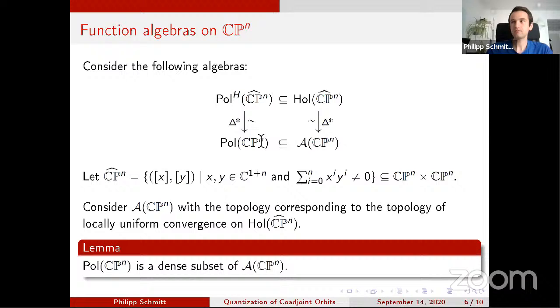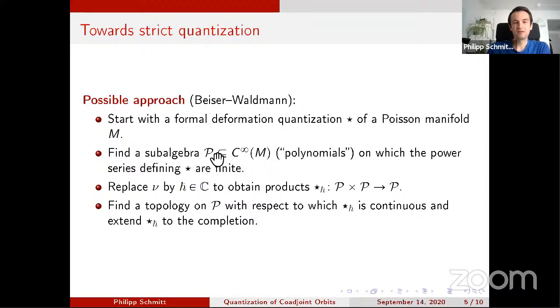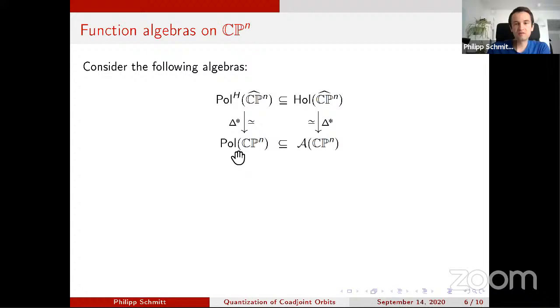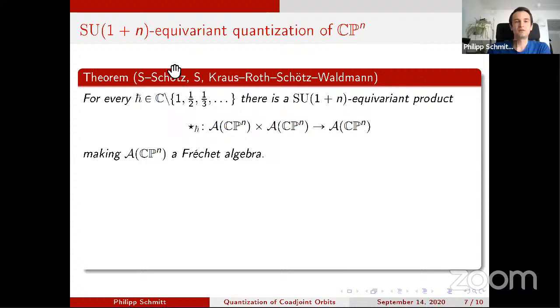Okay. What is the idea now? Let me go back. I already said the polynomials on CPN will play the role of P, and these analytic functions will essentially be the completion. And here is now a theorem essentially about SU(1+N) equivariant quantization of complex projective space. Remember that in the case N equals one, we just have SU(2) equivariant quantization of the two-sphere, and SU(2) could also be replaced by SO(3) in this context. So that solves the problem from the beginning.